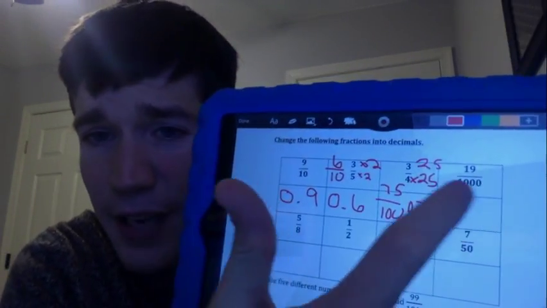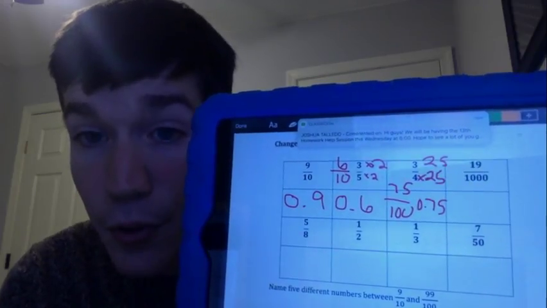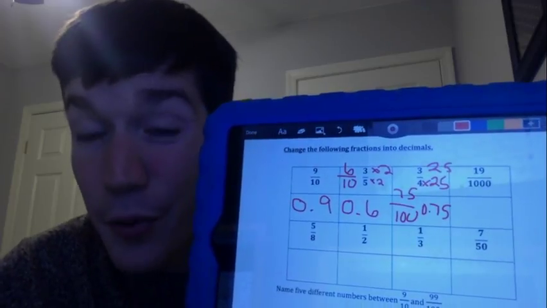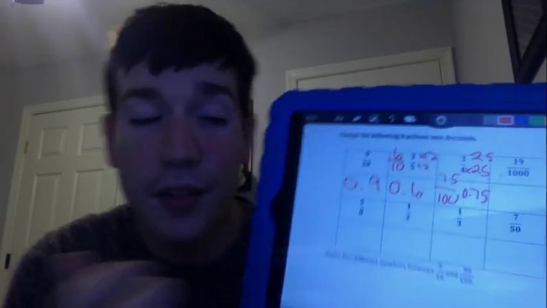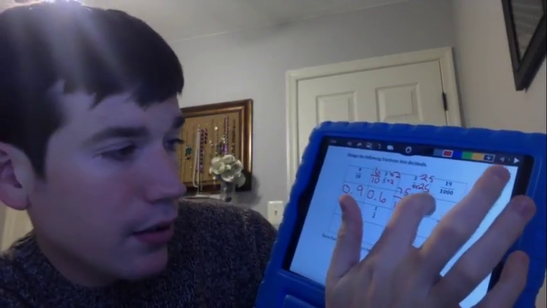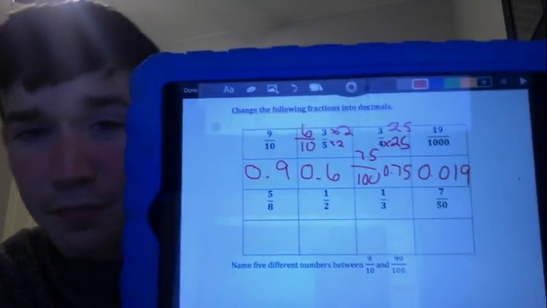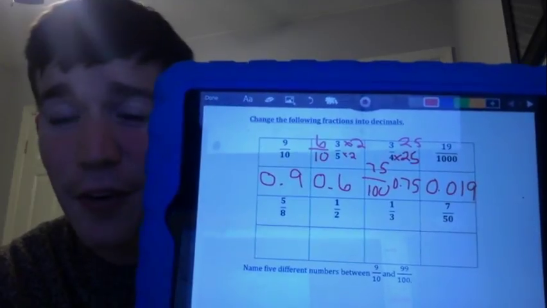Notice in the next one we have 19 thousandths. This one is already split up into thousandths for us, so we don't really have to do anything to that because 19 thousandths is one of our decimal place values. So we're just going to write that as 19 thousandths, which is 0.019. All right, the next one was one of the ones we talked about today that we said, oh, that's a little bit tougher.